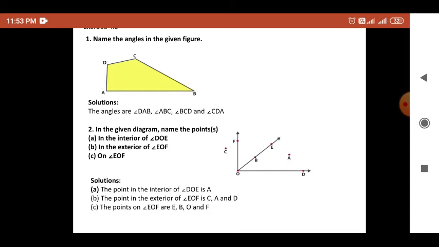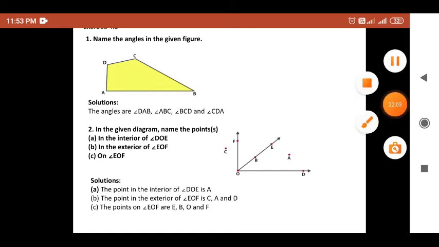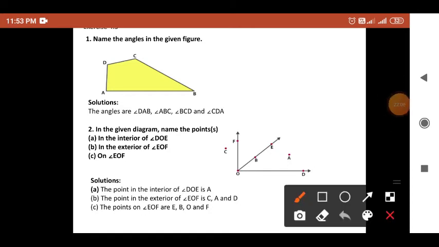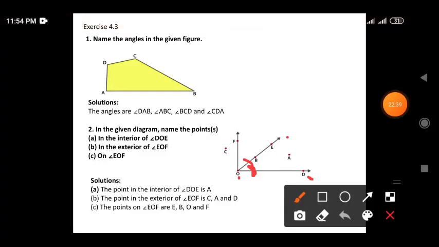In the given diagram, name the points in the interior of angle DOE. See here DOE. In this figure you can observe angle DOE. Where is the angle DOE? Here is angle DOE. In this, which are the interior points? What does interior mean? Interior design, so like that you can remember, right? Interior design means inside. In the home, so many interior designs look very good. So like that, interior means inside part.